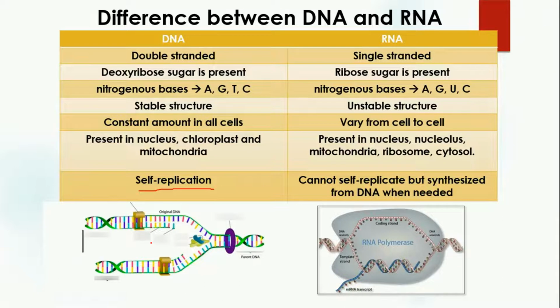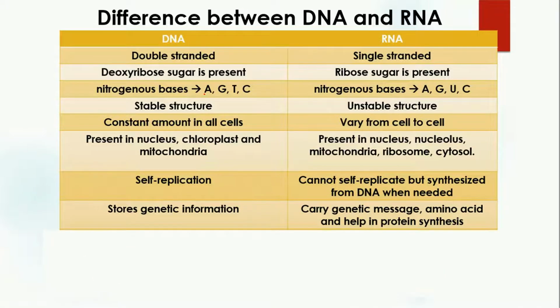However, in the case of RNA, it cannot self-replicate. Why? Because RNA is synthesized from the DNA only when it is needed, by the process of transcription. So if RNA is not required, DNA is not going to produce the particular RNA. This is another difference between DNA and RNA.